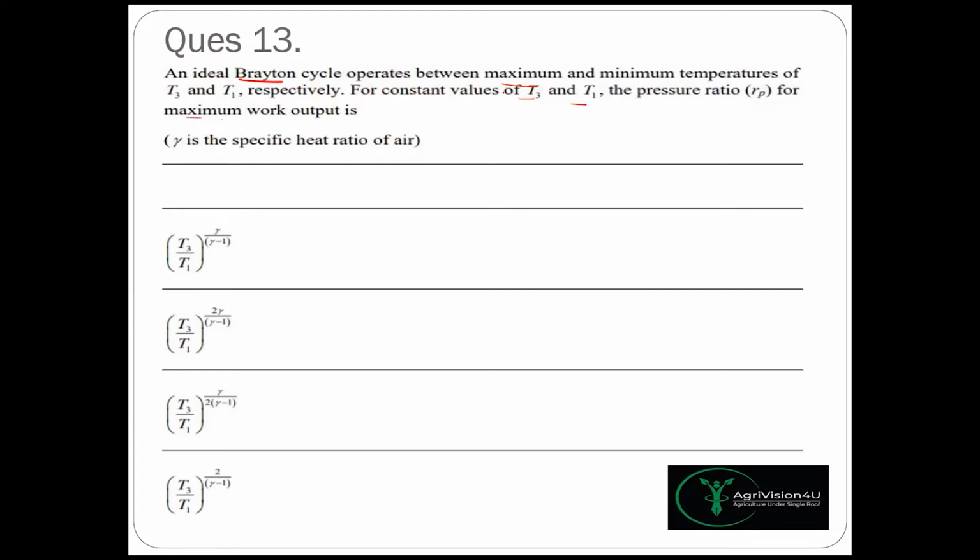So that means we have to find out, for the constant value of T3 and T1, the pressure ratio for the maximum work output. That means we have to find out where our maximum work output occurs when we have fixed the upper limit and the lower limit of the temperature. So let's draw the TS diagram for the Brayton cycle first.